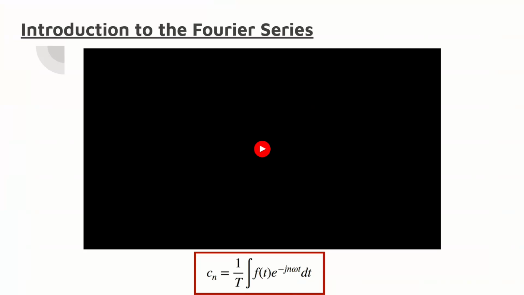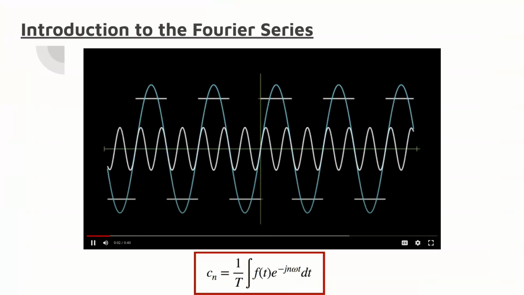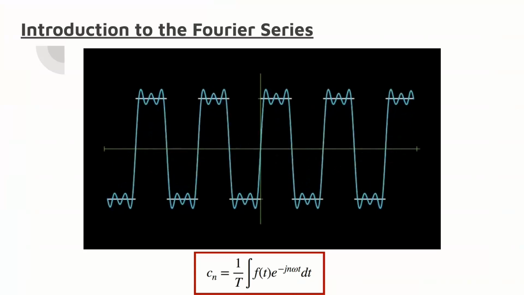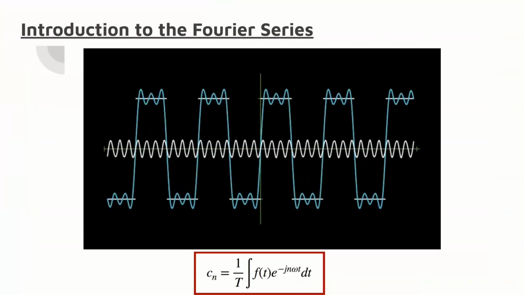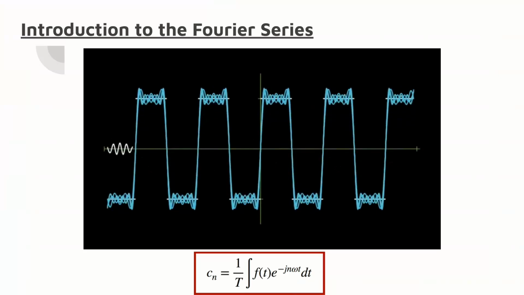Let's watch a video and see how the sines and cosines can make up a square wave. As you can see, initially it just looks like a sine wave and we cannot see the square wave. But as more and more harmonics are added, it quickly starts approximating a square waveform.